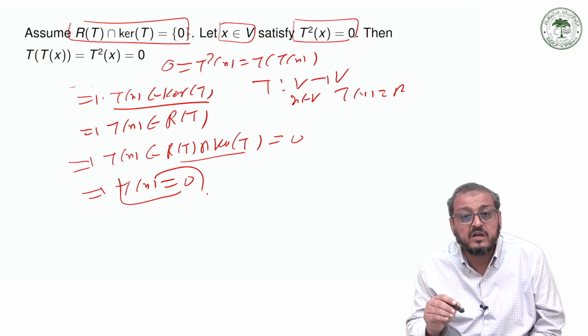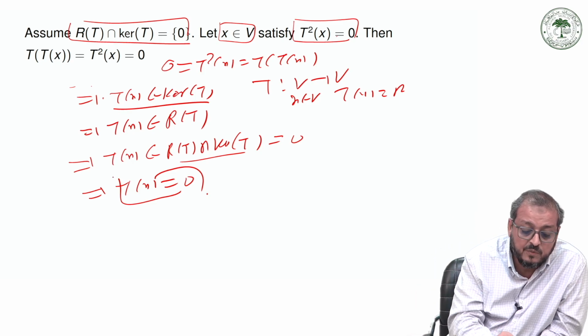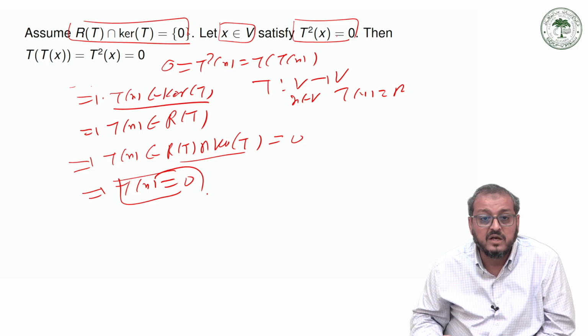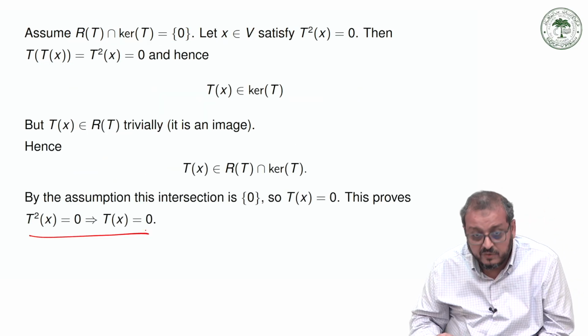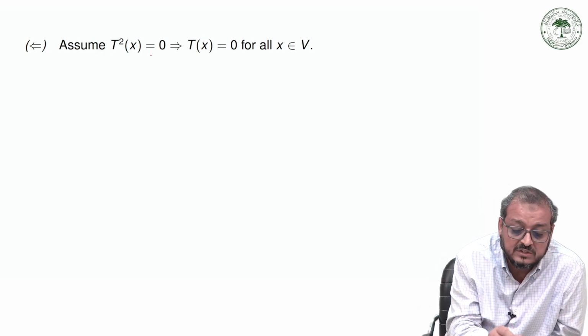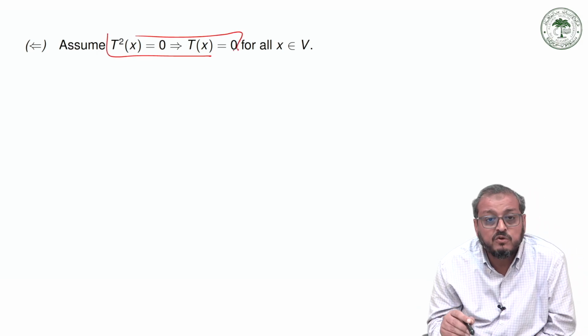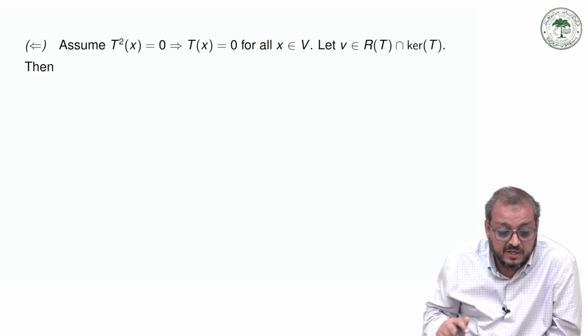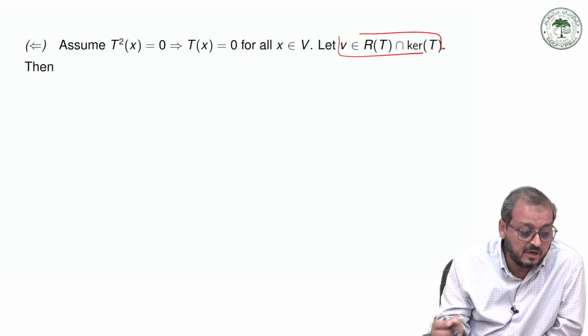If the range of T intersection the kernel of T is equal to 0 and T square x is equal to 0, this implies that Tx is equal to 0. So we have proved this first part. Now the next part: we have the condition T square x equal to 0 implies that Tx is equal to 0. Now we show that we take any arbitrary element v in the range of T and the kernel of T.